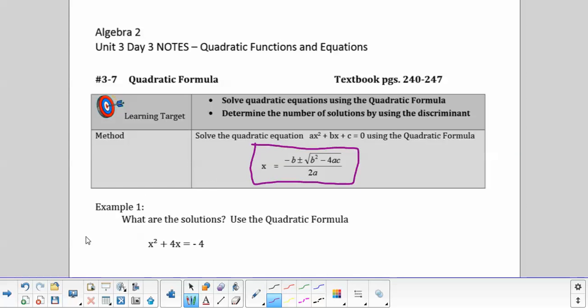In order to use the formula on a quadratic equation, you need to identify the coefficients a, b, and c. And before you even get started, you have to make sure that one side is 0. So let's look at this example.